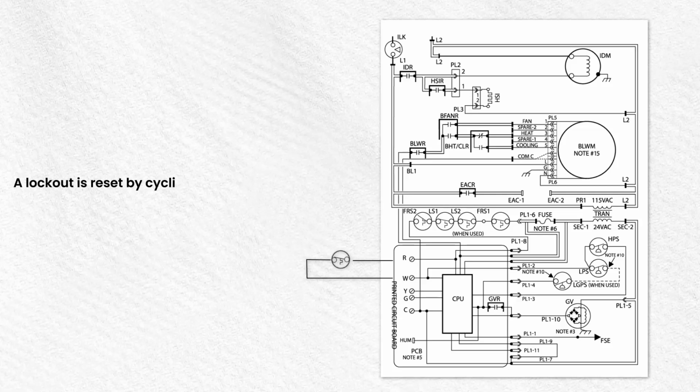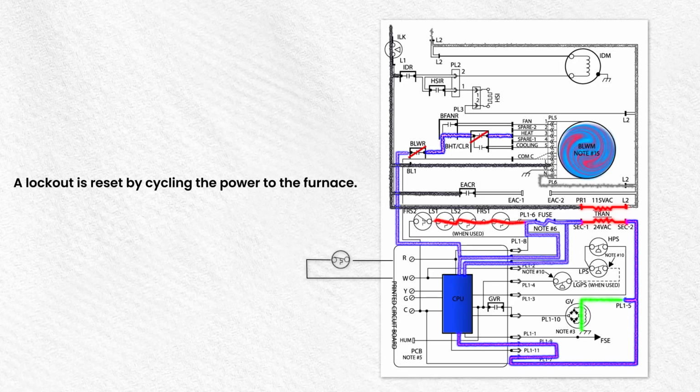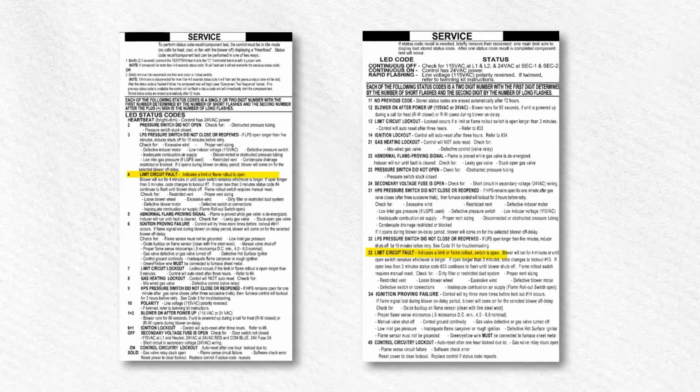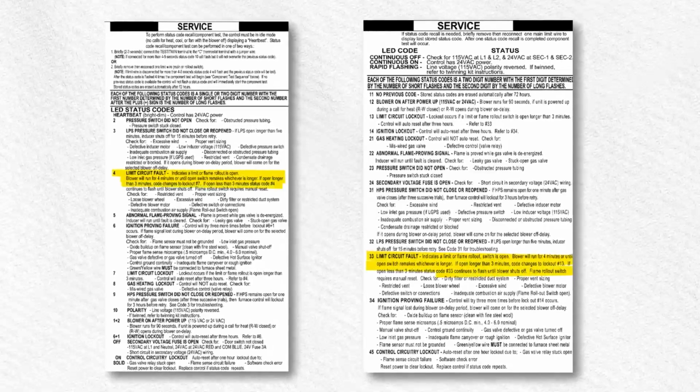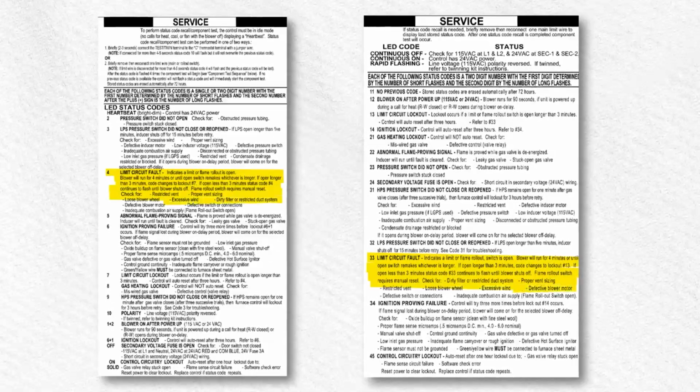A lockout is reset by cycling the power to the furnace. After the power cycle, the fault status changes to a limit circuit fault with an energized blower. The component sequence of operation cannot begin without a call for heat.